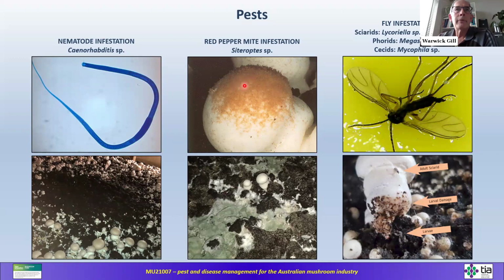Mites, the red pepper mite, for example, currently Sideroptes, but although it may change its name, as things often do, doesn't directly affect the mushroom, but it makes them look very unappealing and, of course, unsaleable. And as Judy mentioned, they are often in association with Trichoderma, primarily, and also other weed molds such as Penicillium, Ectomium, and other things that occasionally come through from phase 2.